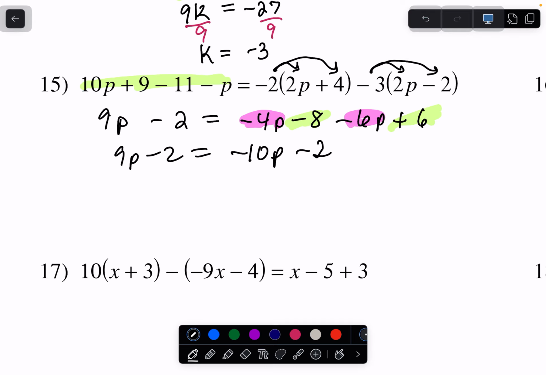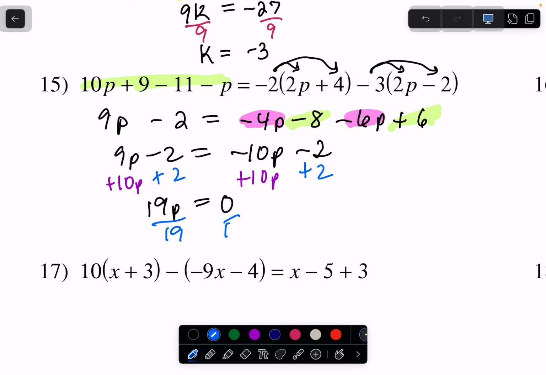Okay. And again, what side to move to, one's just as good as the other. I'm going to add 2 to both sides. And I'm going to add 10p. Okay. And so we get 19p equals 0. Now this is another one where 0 shows up and you think, gosh, I must have done something wrong. You didn't. You're good. Just divide by the 19. You can't divide by 0, but dividing by the 19 is okay. You get that p equals 0.